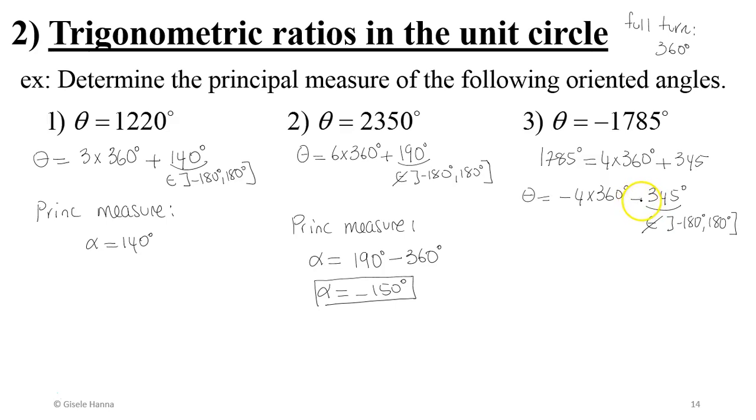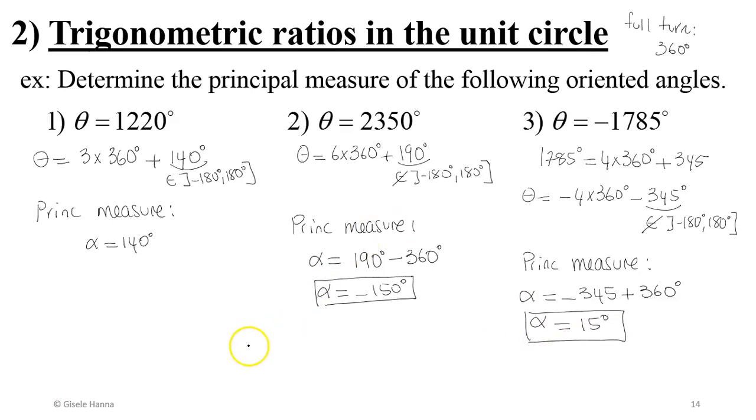It's always the opposite operation, because if the remainder is negative and I subtract 360, I would still be going further than that interval. So over here for the principal measure, what you'd actually do is negative 345 plus 360. So alpha would in fact be 15 degrees. So the principal measure here is 15.